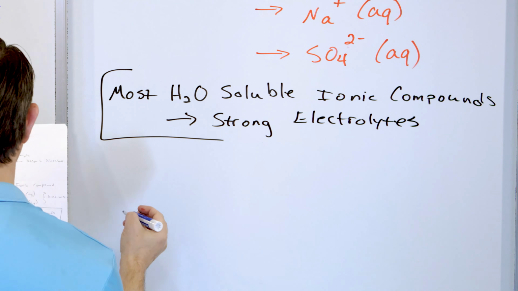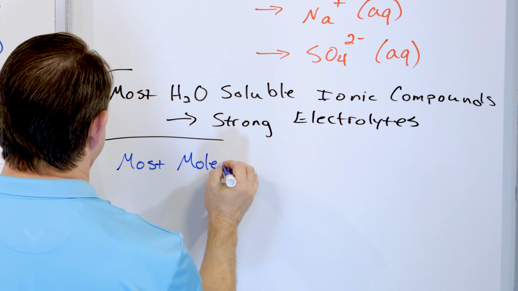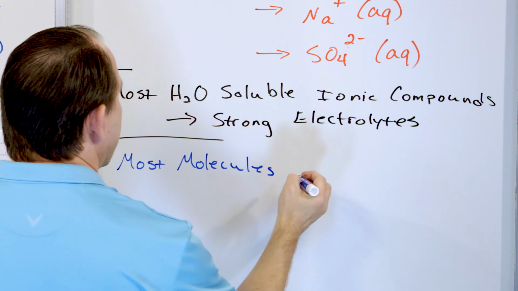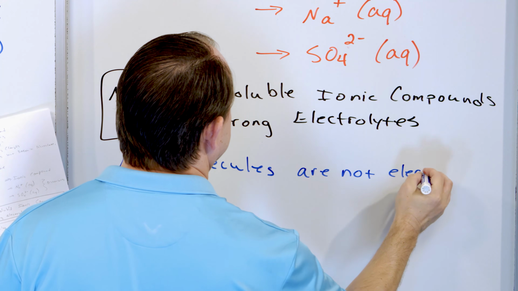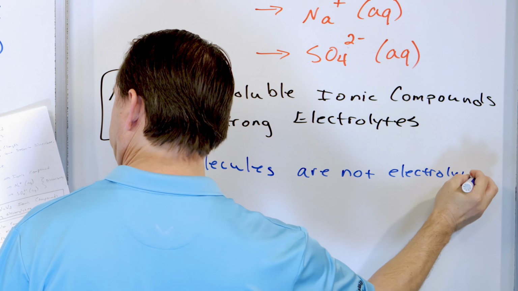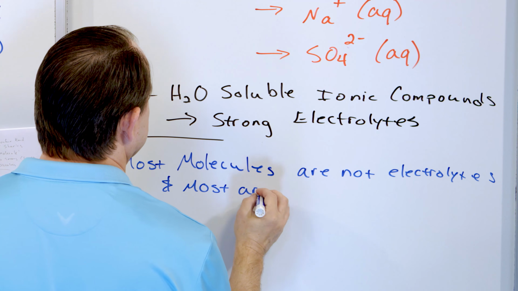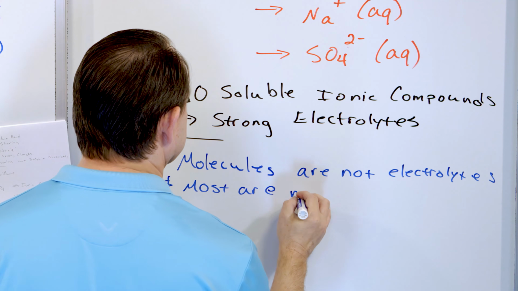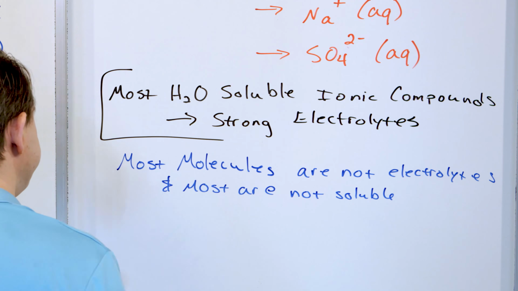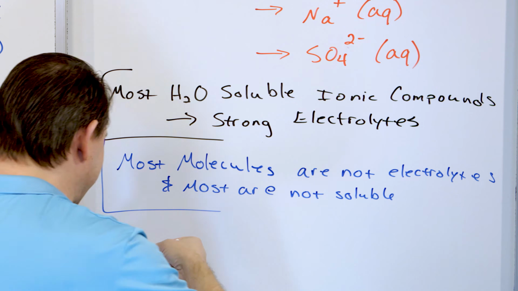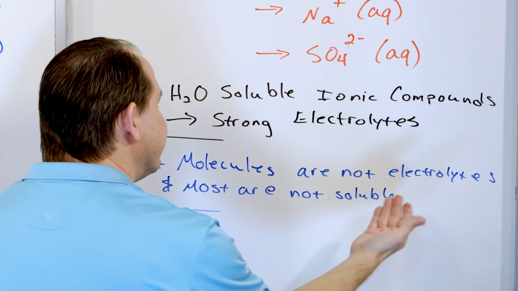So the way that we're going to write this down is we're going to say most molecules, right, are not electrolytes. And most aren't soluble. But some are. I mean, there's always exceptions. Most molecules are not electrolytes, and most of them don't dissolve in water.